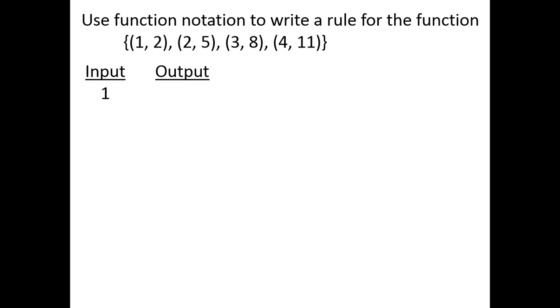So the first ordered pair is (1, 2). That means an input of 1 gives an output of 2. The second ordered pair is (2, 5), and then we have (3, 8), and finally (4, 11).